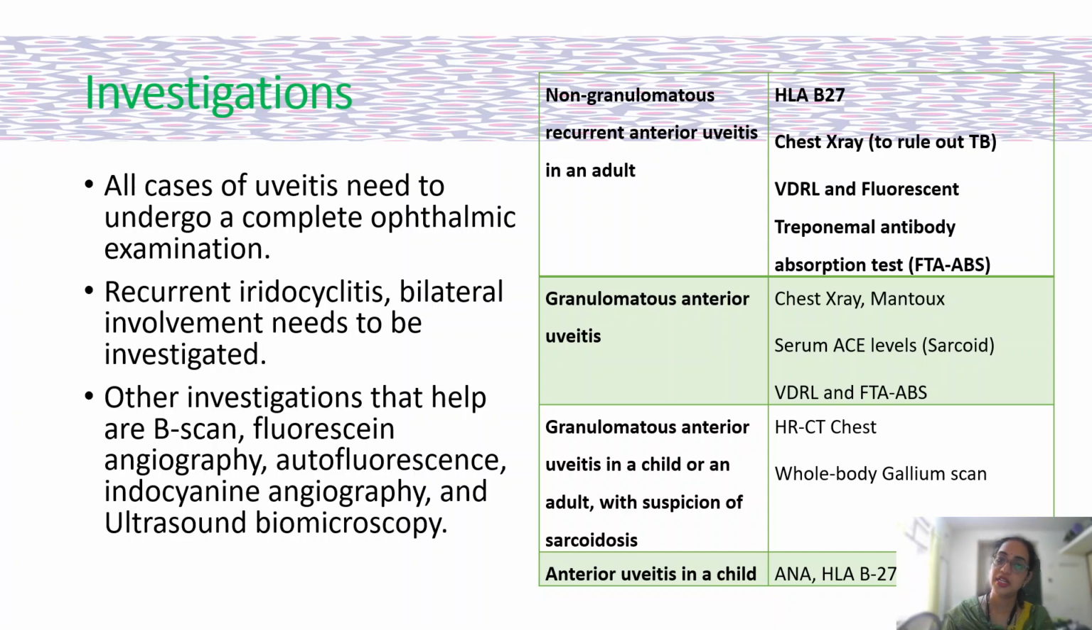If it's a granulomatous anterior uveitis in a child or in an adult with a suspicion of sarcoidosis, like if there are tented synechiae or if there is a dry eye, you want to rule out sarcoid, then you have to do an HRCT or whole body gallium scan. If it's an anterior uveitis in a child, again ANA, HLA-B27.